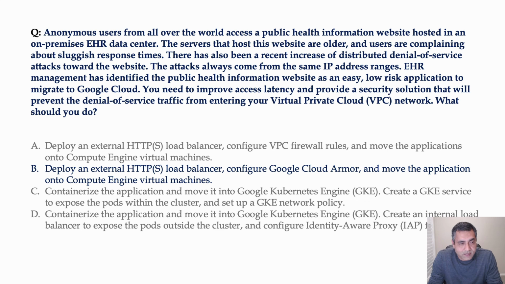Now let's look at the second option: deploy an external HTTPS load balancer, configure Google Cloud Armor, and move the application onto Compute Engine virtual machines. Now, this seems right, because an external HTTP load balancer will improve access latency, and Cloud Armor can be configured to block the DDoS attack. So let's park this one and let's look at C.